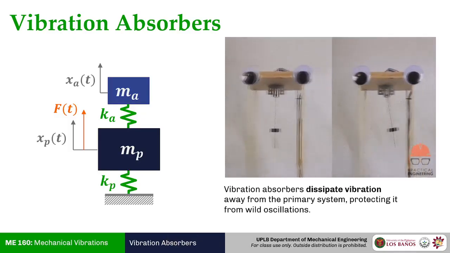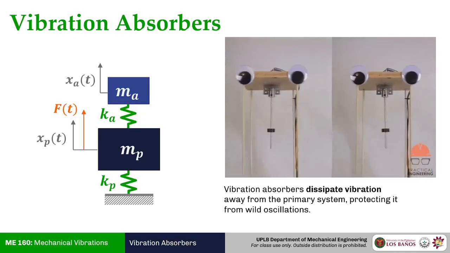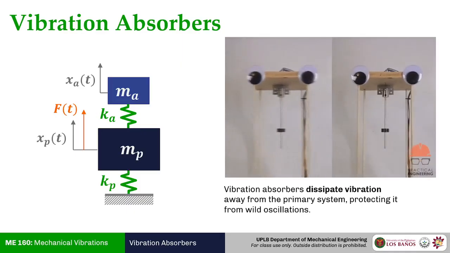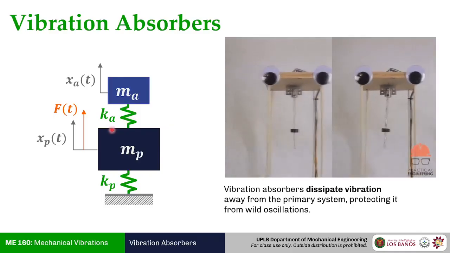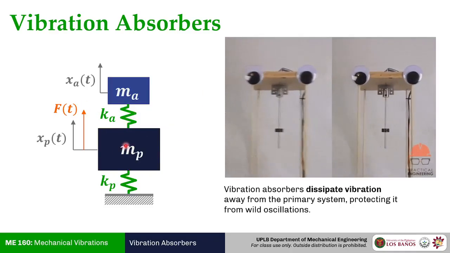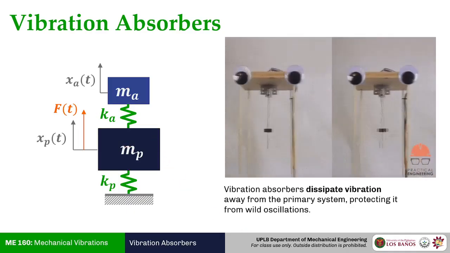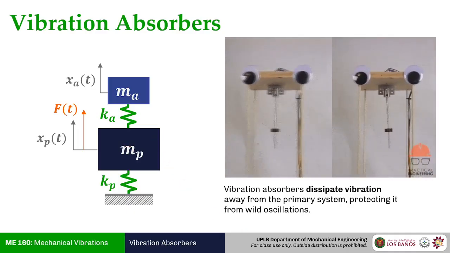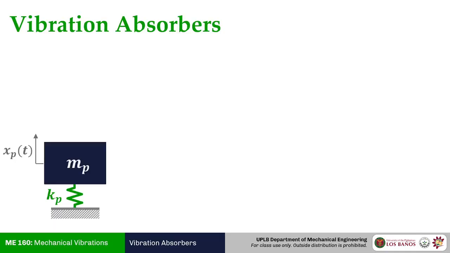The next step is, of course, if we want to understand what properties, what mass, what stiffness, or something else about our absorber to use, we have to look at the model of our system. And of course, we start with the system that we want to protect. So here is our primary system. This is the machine or the mechanism or the complex that we want to protect.